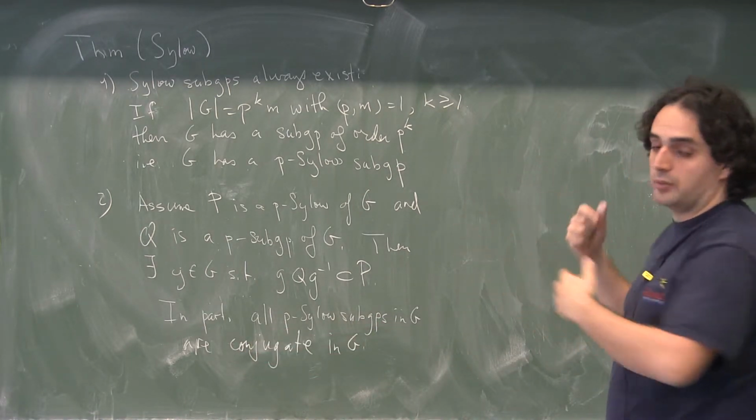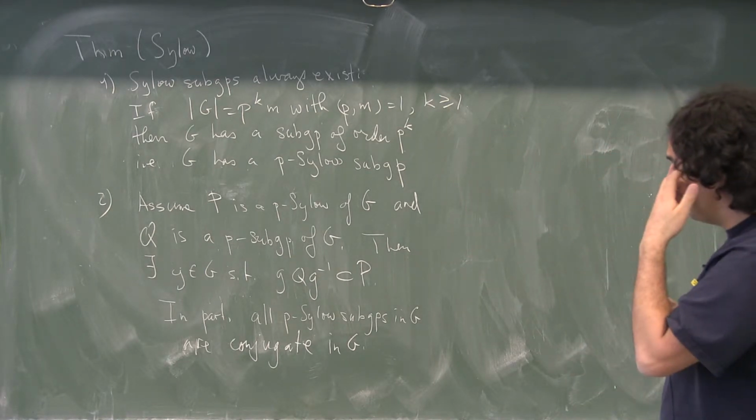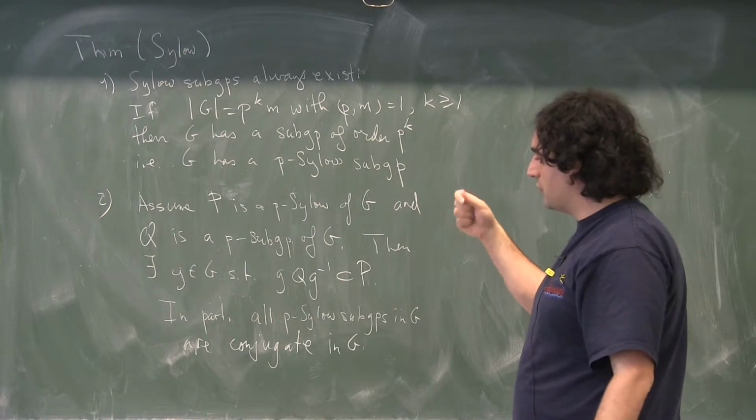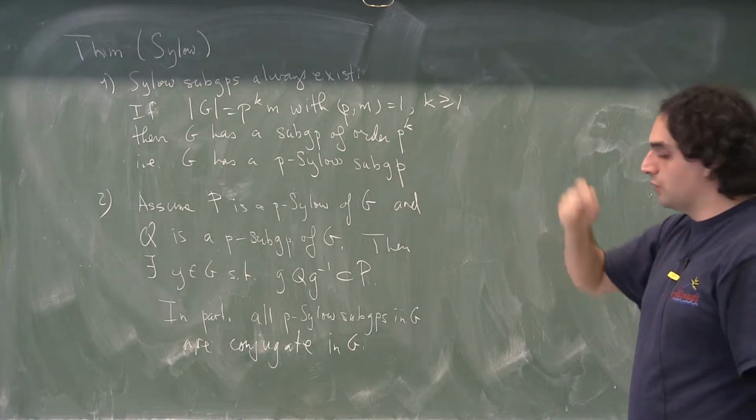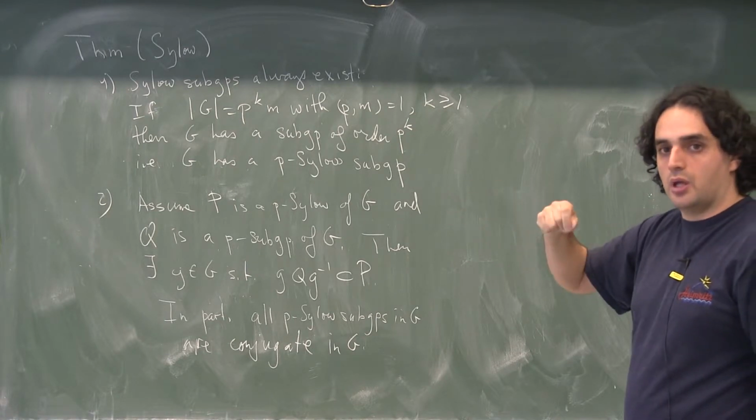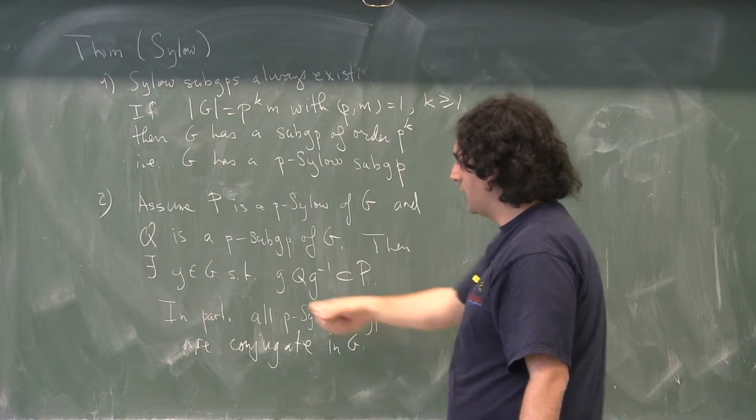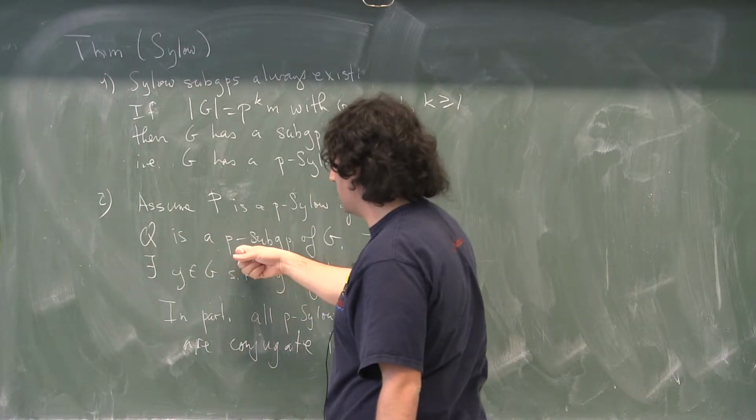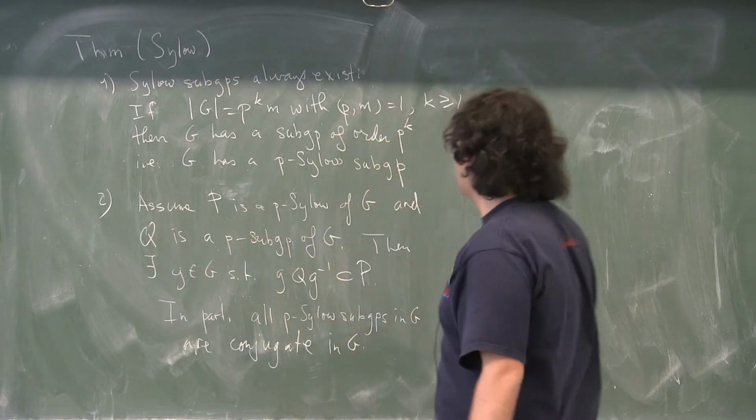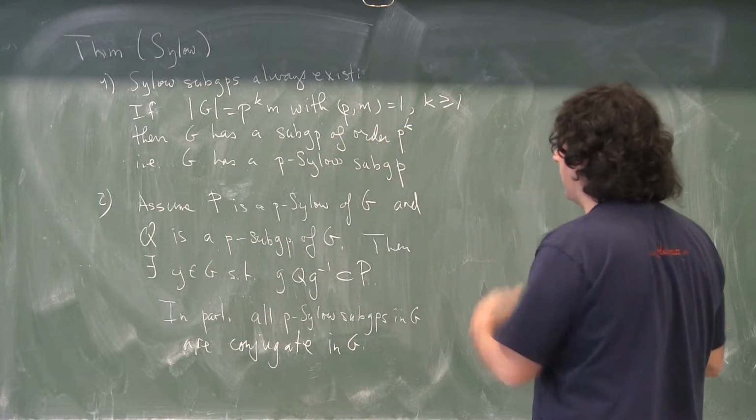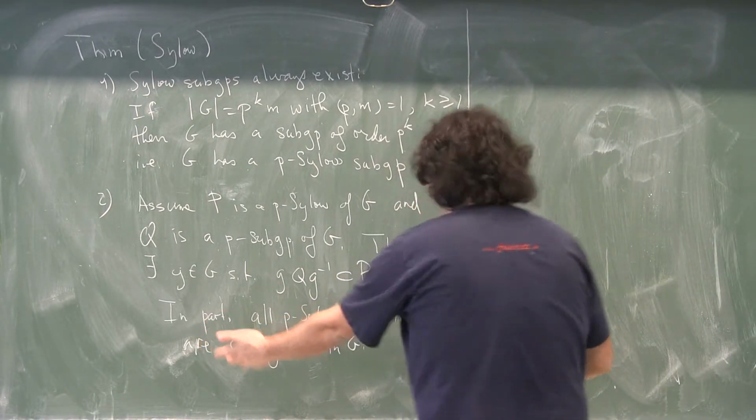And the property of being P Sylow is completely given in terms of the order. But what is not clear is that if you start from one P Sylow and you conjugate by different elements of G, you will actually hit all the other P Sylows of G. That's what this statement is saying in the case that Q is another P Sylow. So this was part 2.